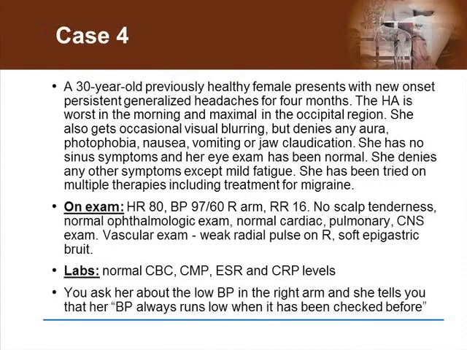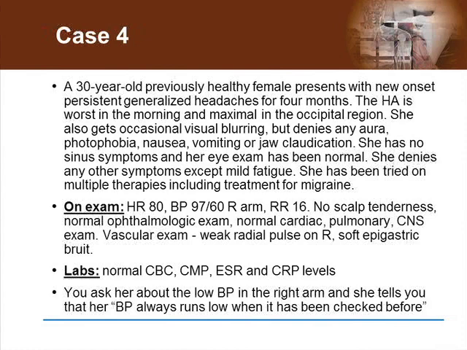A 30-year-old previously healthy lady presents with new onset persistent generalized headaches for 4 months. The headache is worst in the morning and maximal in the occipital region. She also gets occasional visual blurring, but she denies any aura, photophobia, nausea, vomiting, or jaw claudication. She has no sinus symptoms, and her eye exam is normal.